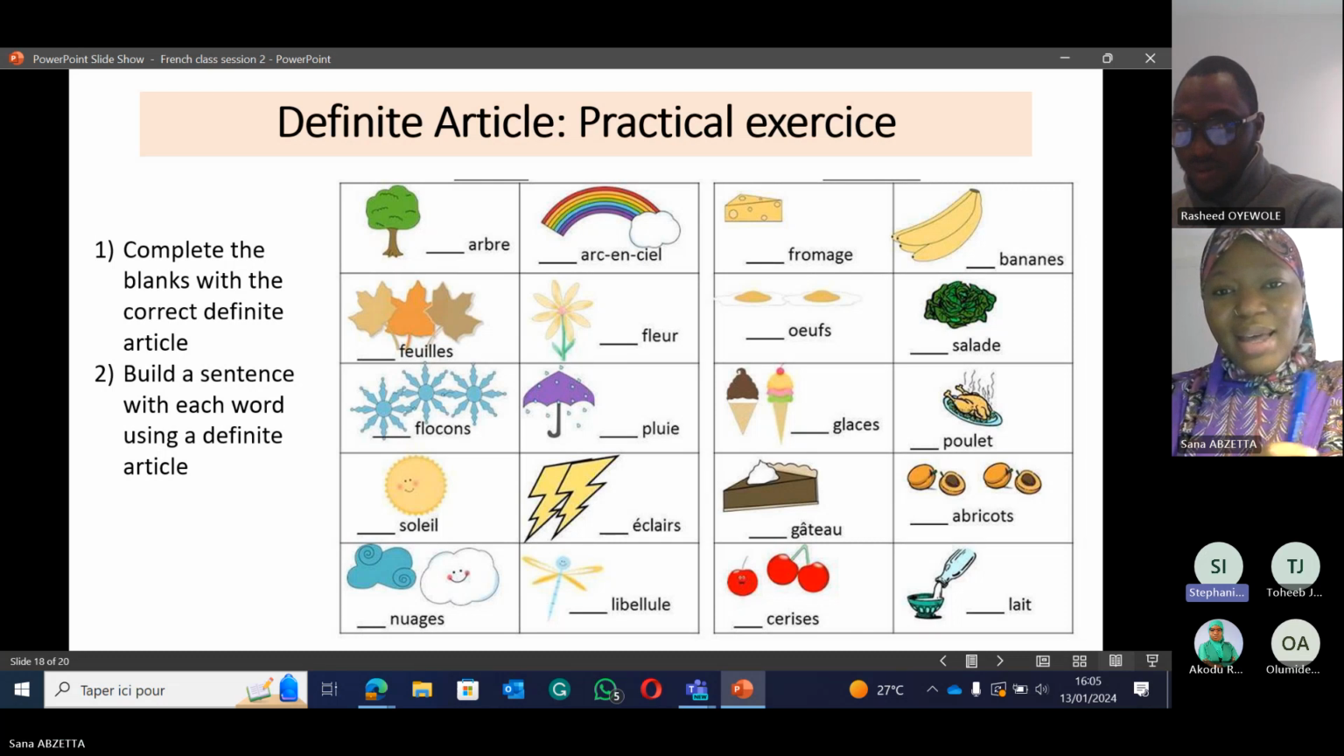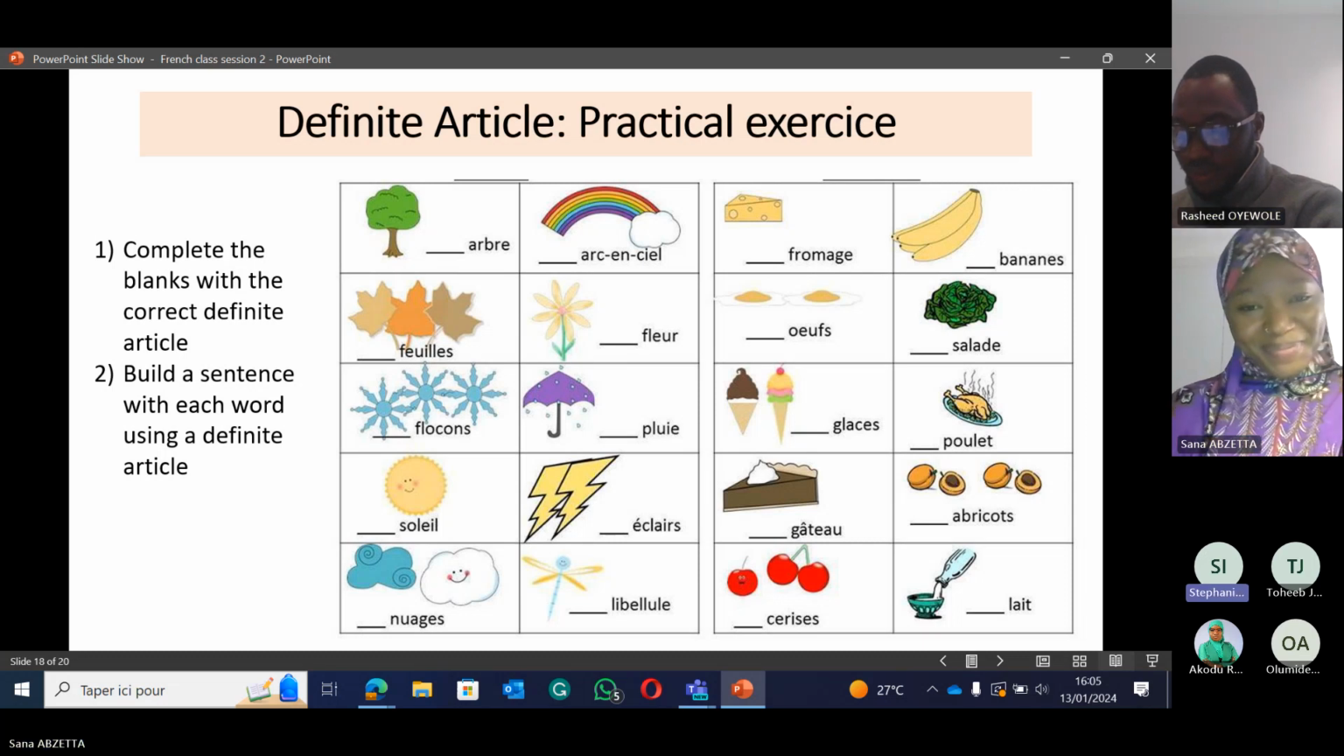L'arc-en-ciel. Did everyone get it right? Did you use the L with the apostrophe? Yes. Good.